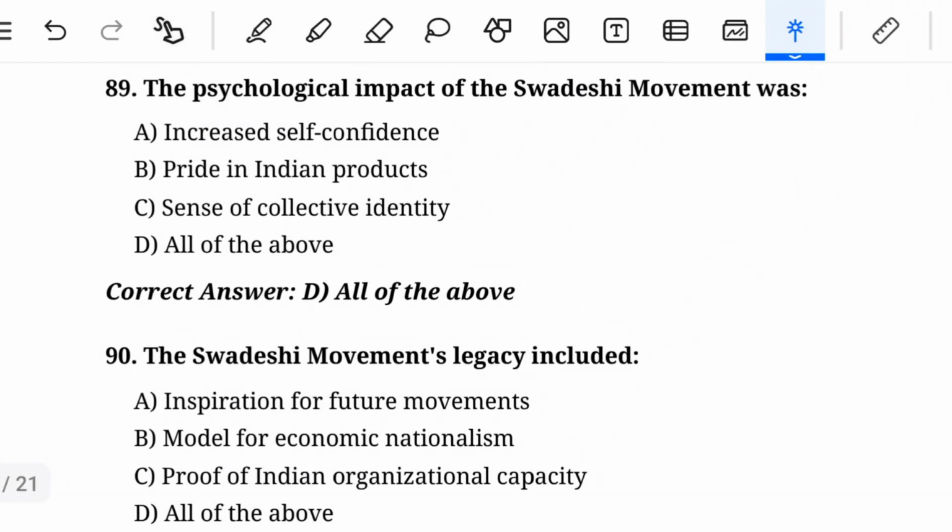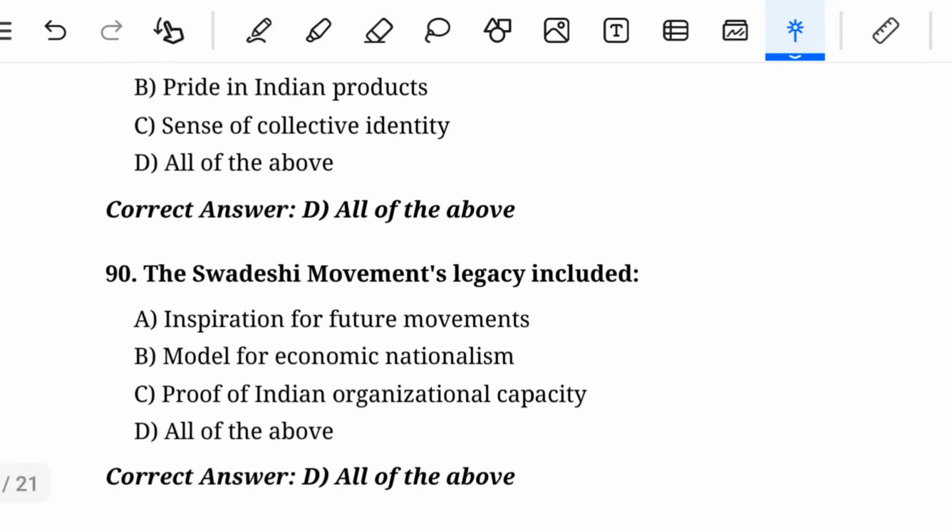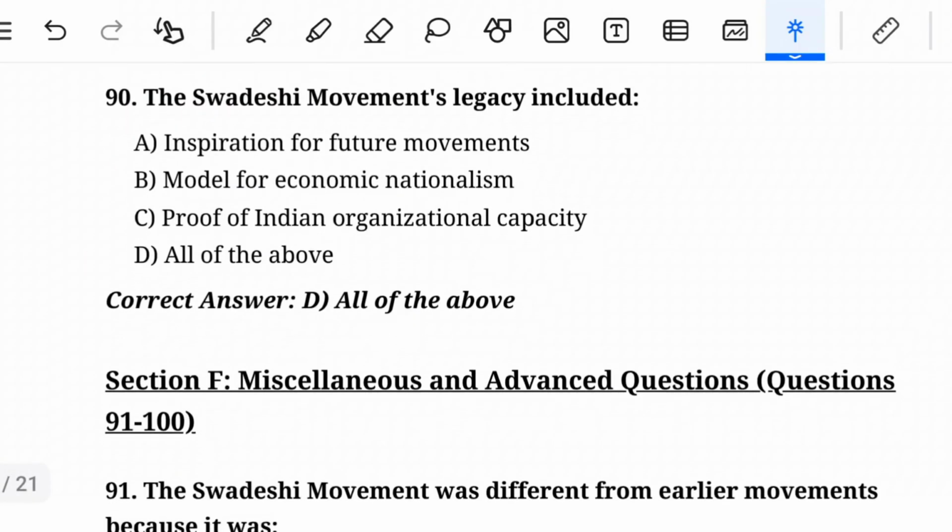89. The psychological impact of the Swadeshi movement was: A. Increased self-confidence. B. Pride in Indian products. C. Sense of collective identity. D. All of the above. Correct answer: D. All of the above.